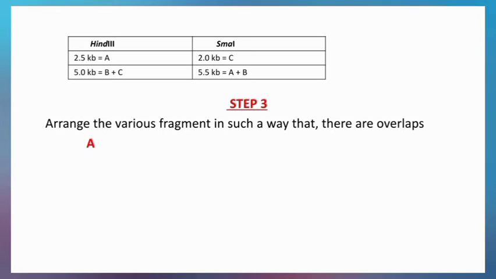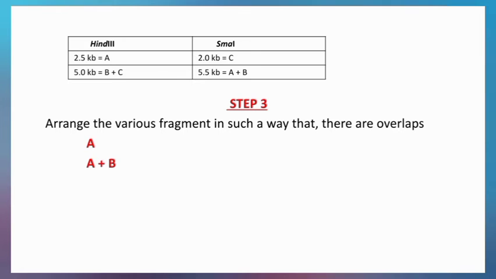So we are going to start with the fragment 2.5, which is equal to A. Let's look at this particular table. It is only the fragment 5.5 that gave us the letter A again. So we are going to place the fragment having the letter A under this particular fragment A. The 5.5 kilobase pair was equal to A plus B. When we place the A plus B here, we generate an overlap. That is, A is going to overlap with the A here. Then at the end of this fragment, that is the letter B, we are going to place another fragment under it in such a way that we generate another overlap.